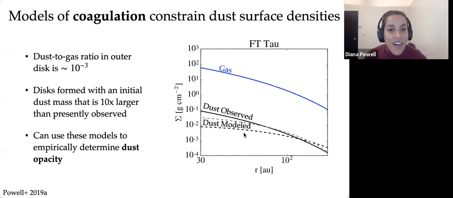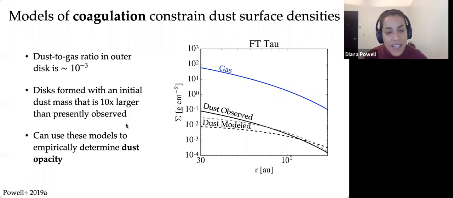And in our modeling thus far, it has not been required to know an expected dust surface density. But given our results, we can now use models of coagulation to compute the dust surface densities. So here I'm showing the surface densities for the disk FT Tau, where the blue line is the total gaseous surface density derived using the dust line method. And then the solid black line is the observed dust surface density. And here the dashed lines are dust surface densities derived using analytic and numerical treatments of particle coagulation.